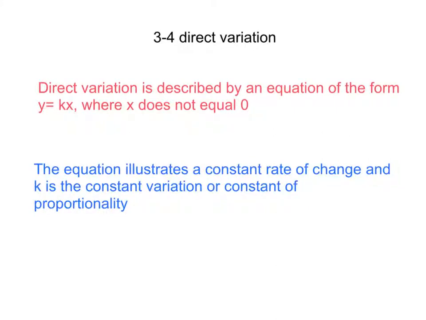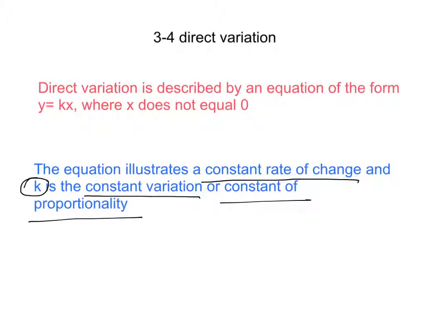Lesson 3-4, Direct Variation. A direct variation is described by an equation of the form y equals kx, where x does not equal 0. The equation illustrates a constant rate of change, and the k is the constant of variation or the constant of proportionality. We are able to use any variable in this example. It does not have to be k, but that's just the variable that they're choosing to use here to represent the constant rate of change.